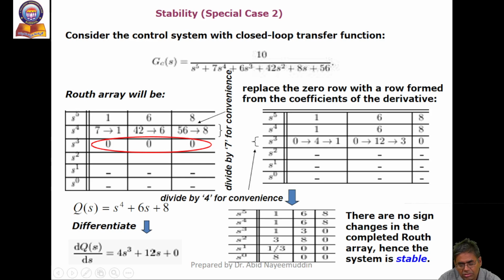In this example also, consider a control system with a closed loop transfer function. This is the characteristic equation: s power 4, 1, 6, 8, and the row is equal to 0. Then find the auxiliary polynomial equation s to the power 4 plus 6s squared plus 8. Taking the derivative, 4s cubed plus 12s plus 0, then replace by 4, 12. Calculate the remaining rows. The first column is 1, 1, 1, 3, 1 by 3, 8. All the elements are positive, so the system is said to be stable.